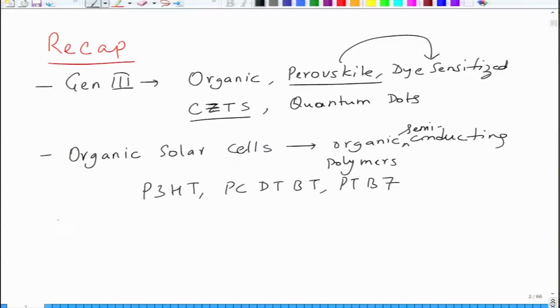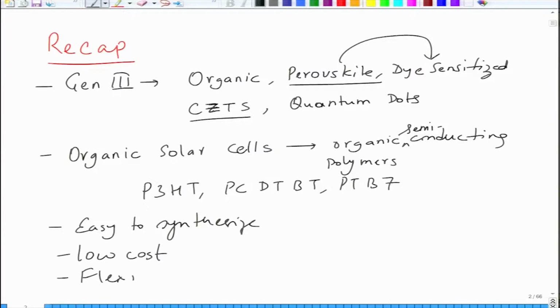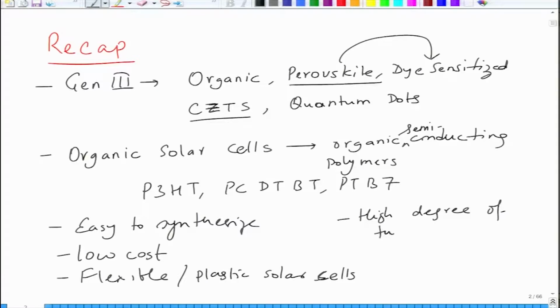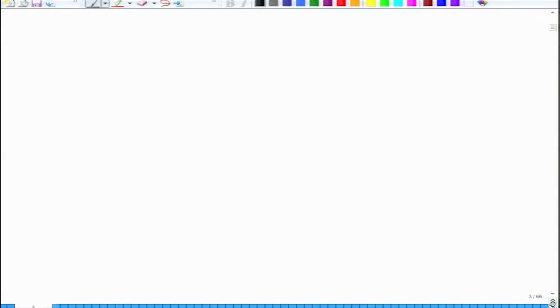Now, these plastic based solar cells have certain advantages. They are easy to synthesize, and in principle they can be low cost, and they can also make flexible plastic solar cells which could be useful for certain applications. Another advantage of these is that they have high degree of tunability, because they are synthesized in lab through chemical routes. This high degree of tunability allows tuning of properties such as band gap. So, these are certain advantages, and we were also talking about certain disadvantages.